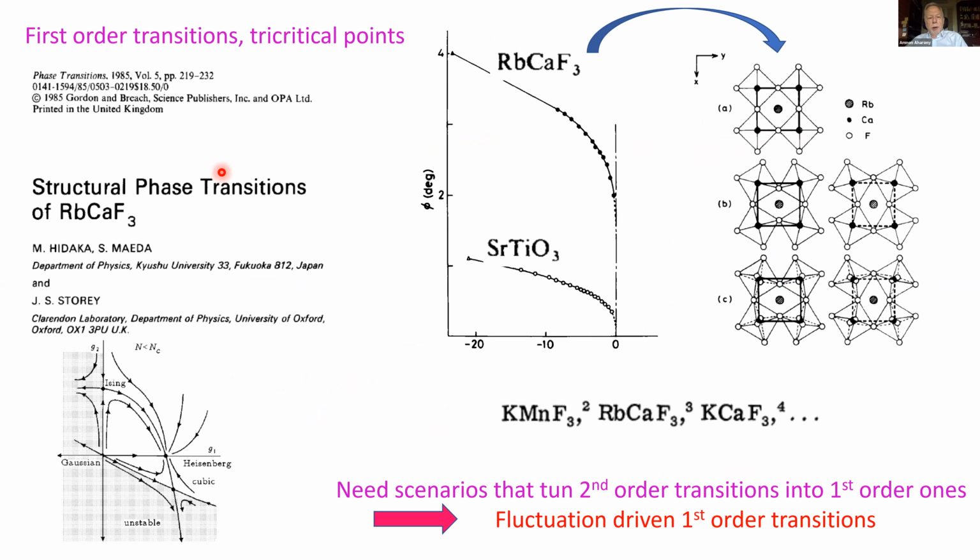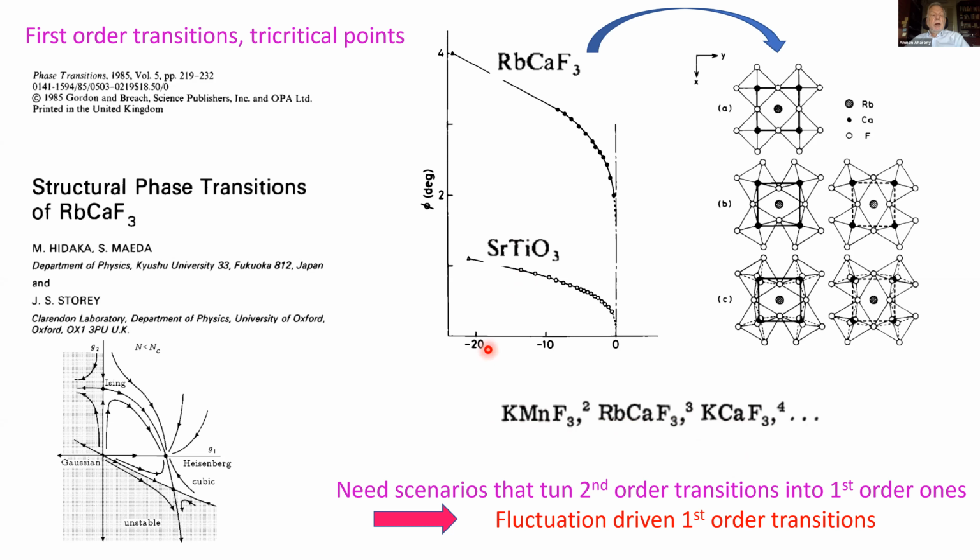I'll have to run through 20 transparencies, but let me just explain to you the logic. In addition to strontium titanate, in which the order parameter is along an axis, namely the transition is from cubic to tetragonal, potassium manganese fluoride, rubidium calcium fluoride and potassium calcium fluoride all have the same behavior.